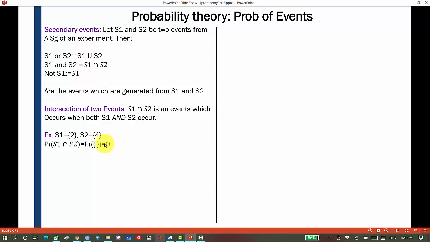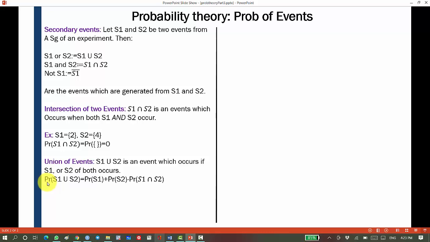The union of events S1 union S2 is an event which occurs if S1 or S2 or both occur. The probability of S1 or S2 is the probability of S1 plus the probability of S2 minus the probability of S1 and S2.